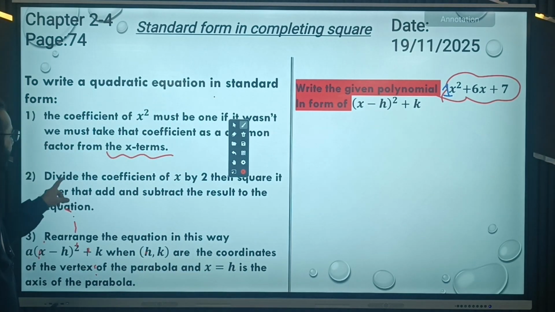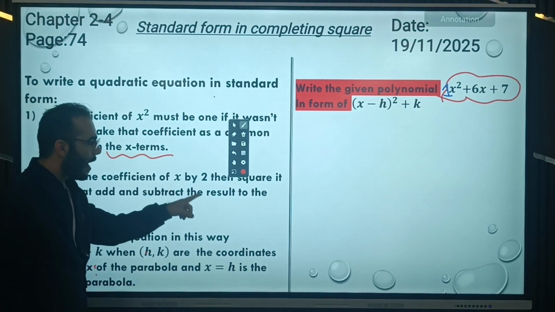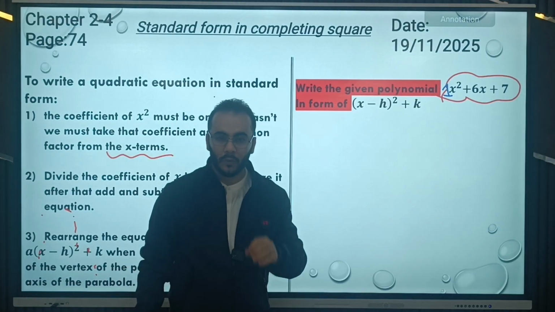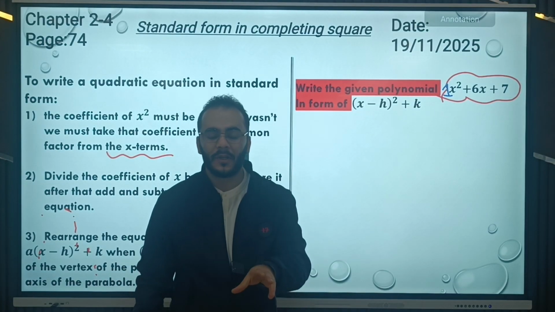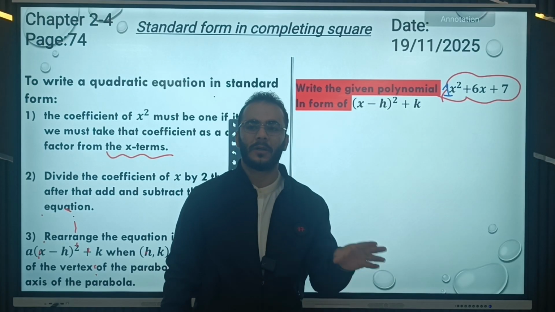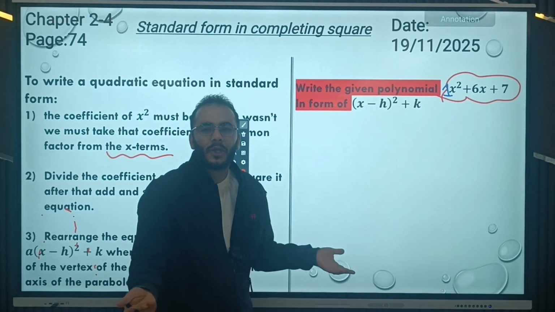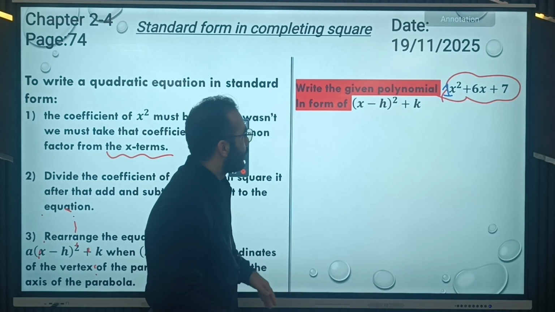The second step says to divide the coefficient of x by 2. That is fixed. Always divide it by 2 and then raise it to the power of 2. Whatever you got, add it and subtract it in the equation. So teacher, I did not understand it. Can you give us an example?